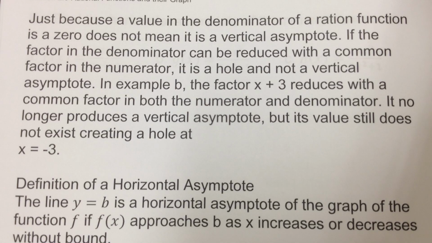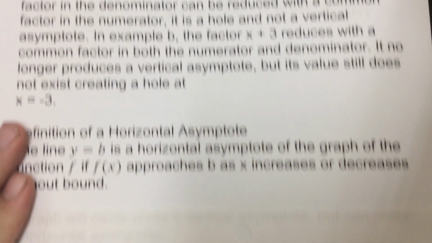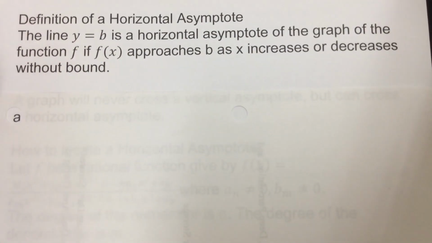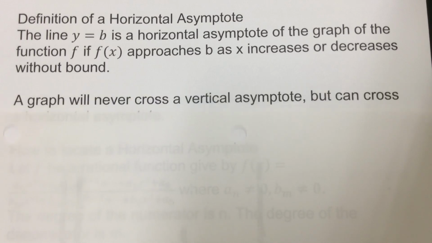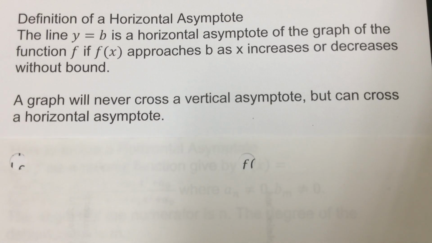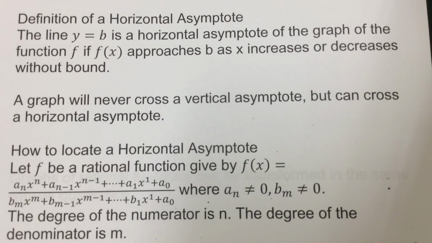Now, as you noticed on those other ones, we also have horizontal asymptotes. So this is going to be a horizontal line where we're going to approach it and we're going to level off. Now, one difference with a horizontal versus a vertical: a vertical you never cross. Horizontal, it may cross it, but then it comes back and levels out and gets close to it. So that's kind of what I just said there.